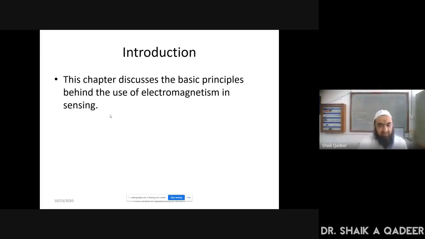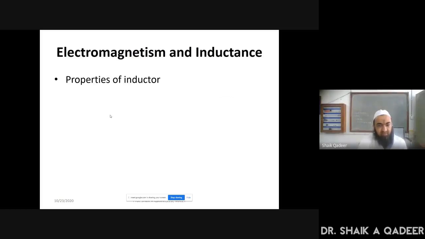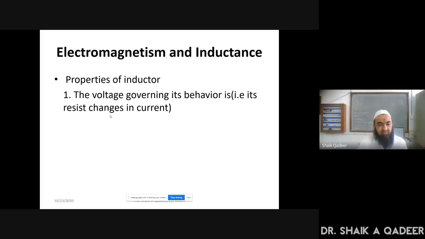So this chapter discusses the basic principles behind the use of electromagnetism in sensing. As I already told you, the basic element involved in electromagnetism for sensing is the inductor. So we need to see its fundamental properties. The first one, the voltage governing equation for an inductor, is minus L di by dt. That is, it resists the changes in current.